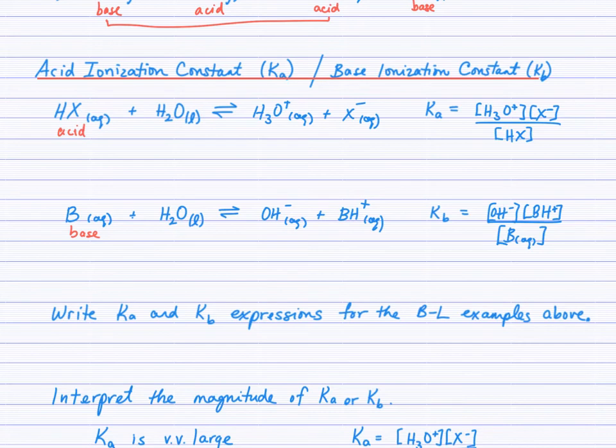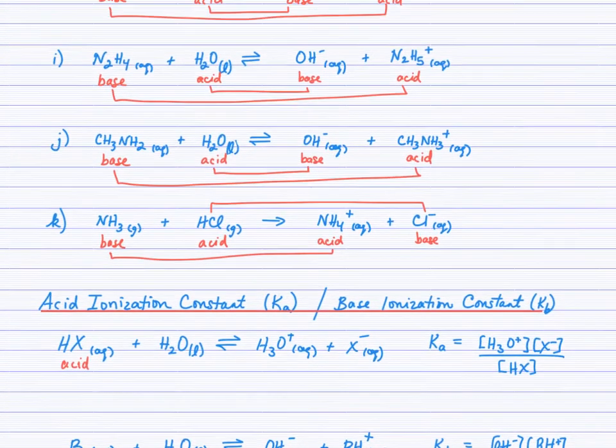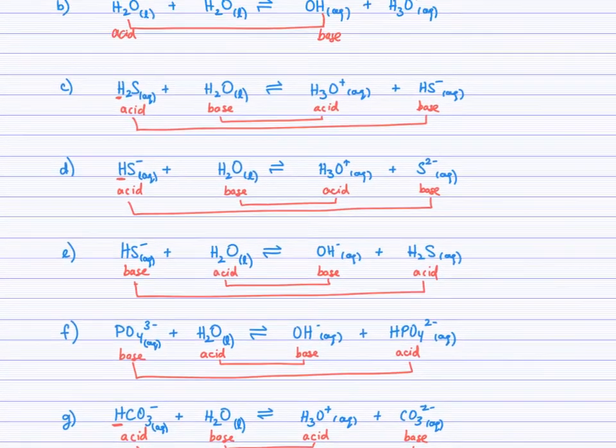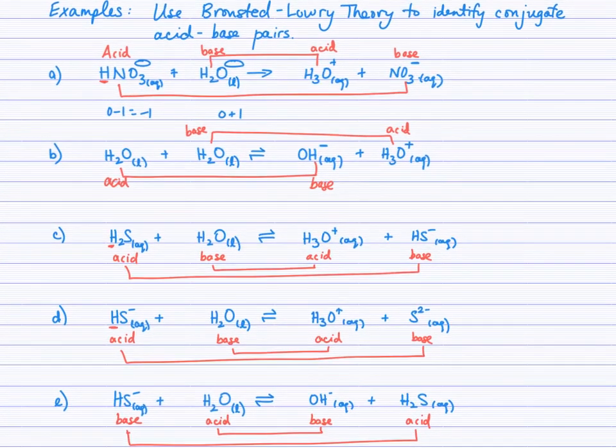And so, to give you added practice, I'm suggesting that you write Ka and Kb expressions for the Bronsted-Lowry examples above. So going back up, as long as the substance right here behaves as an acid, then you're writing a Ka. So here you'll be writing an expression for Ka of nitric acid. Here you'll be writing an expression for Ka of water, which from the autoionization of water we call Kw. This one will be a Ka.